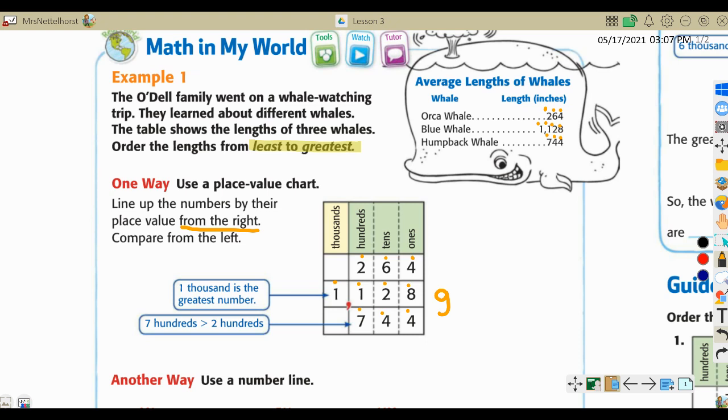And now we're going to compare the hundreds place. We're going to ignore this number because we already ordered that one. We have a 2 in the hundreds place here and a 7 in the hundreds place here. So the 2 is the smaller number, because we're comparing two things. So this one is going to be our least. So I'm going to put a lowercase l there. So you have our least, our greatest, and then you have the one in the middle. So least, greatest, middle. Okay, so let's go down a little bit.